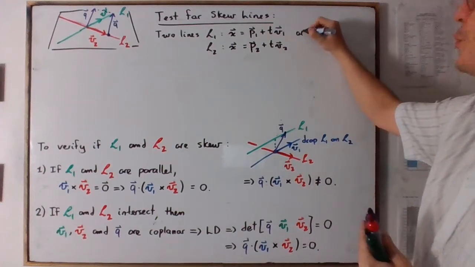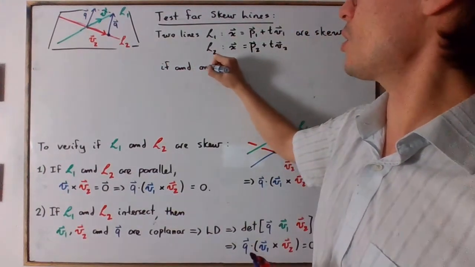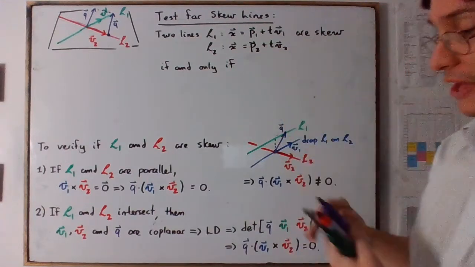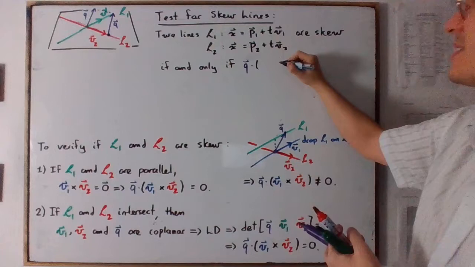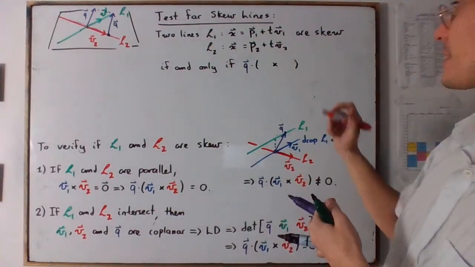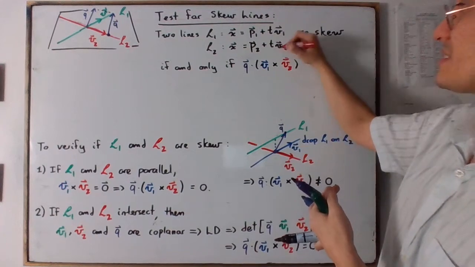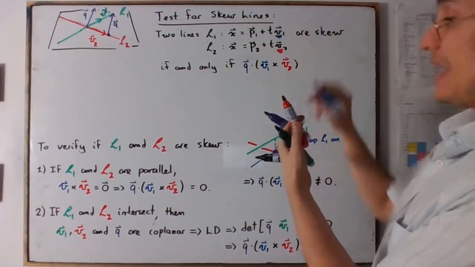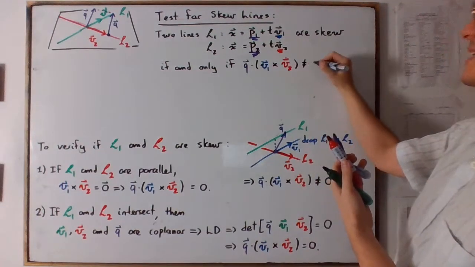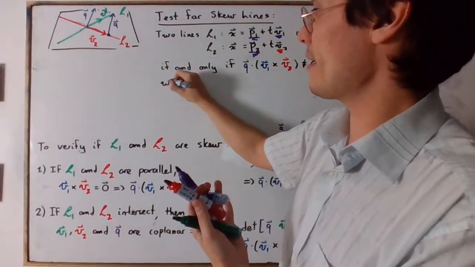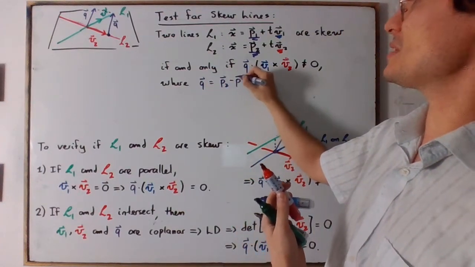These two lines are skew if and only if the triple product of the vector Q, V1, and V2 is not equal to 0, where Q is the subtraction of the position vectors, Q equal to P2 minus P1. I like to color code my things.